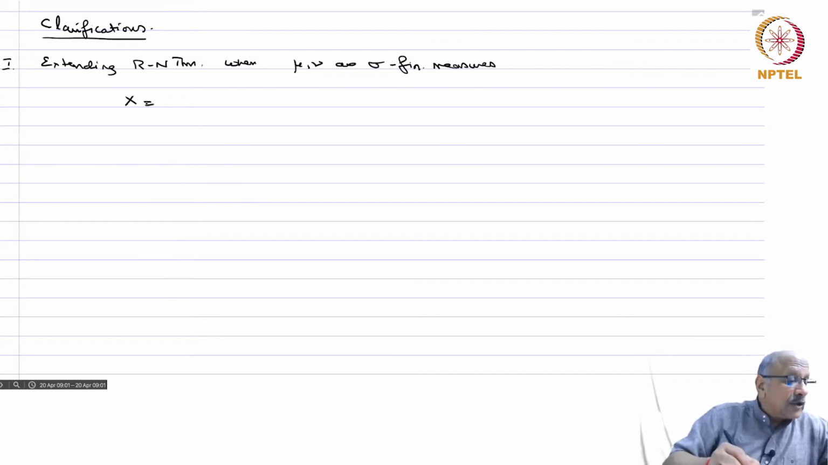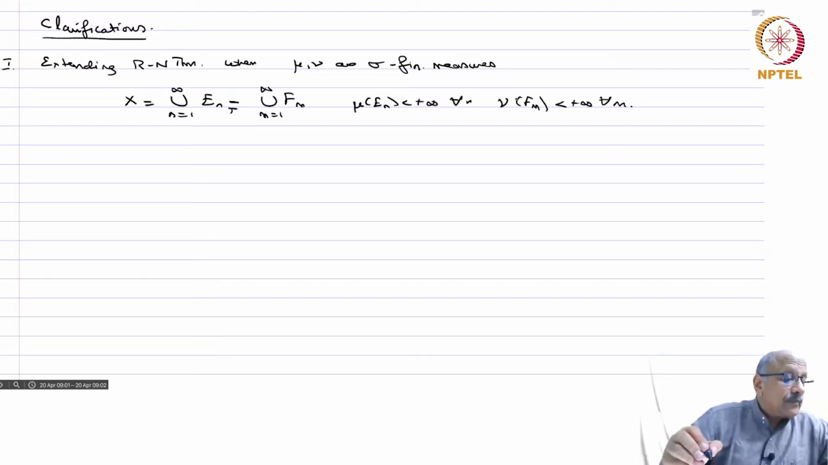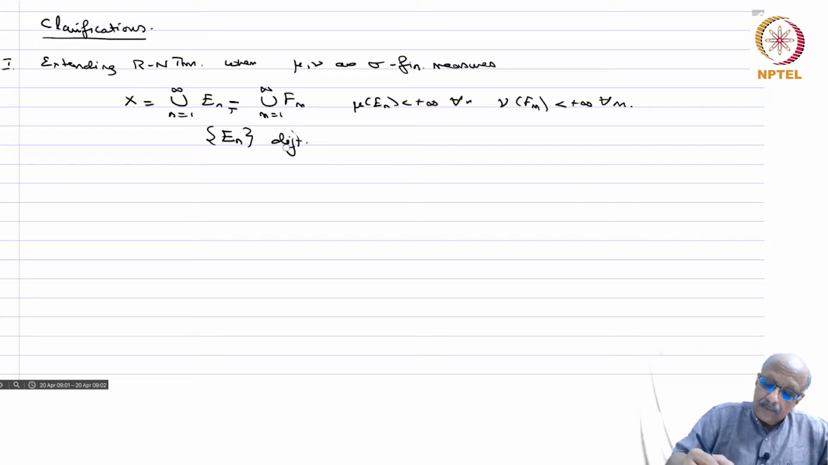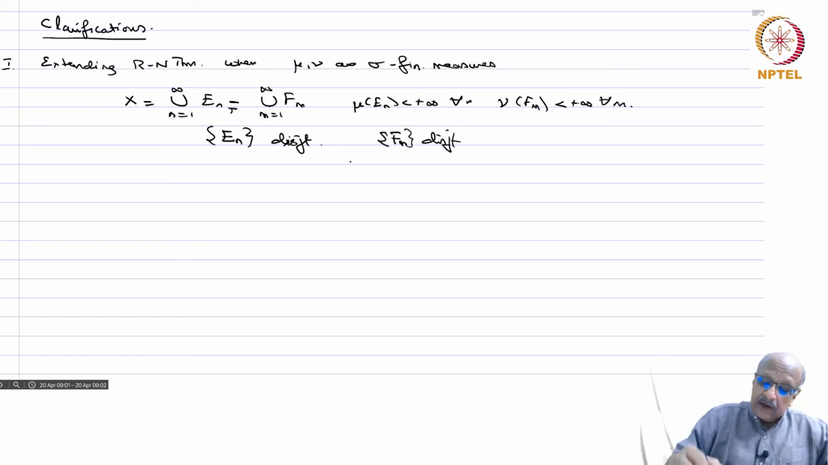then I said that X can be written as the union n equals 1 to infinity E_n, and also equal to the union m equals 1 to infinity F_m, and mu of E_n is less than plus infinity for all n, and nu of F_m is less than plus infinity for all m. Sorry, not mu, but nu. What I forgot to say, but maybe you already realize, is that the E_n are all disjoint and the F_m are also disjoint. We split up into disjoint sets, and then of course we took E_n intersection F_m and extended from the finite case to the sigma finite case. So this is the first clarification.